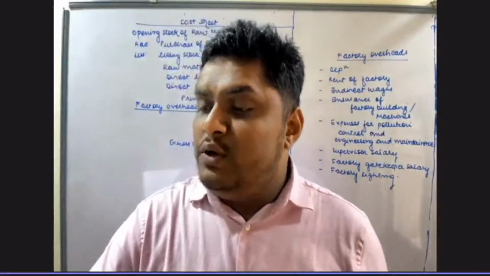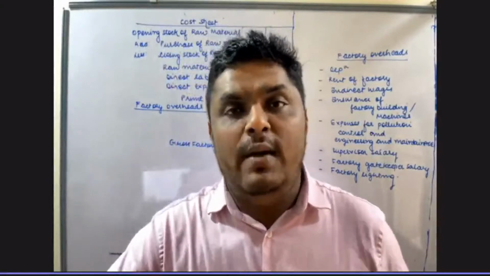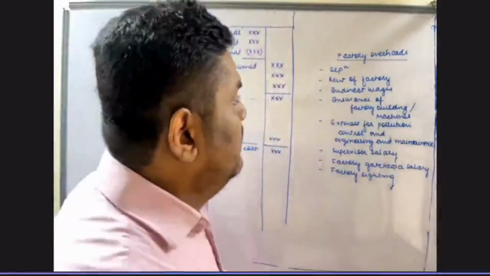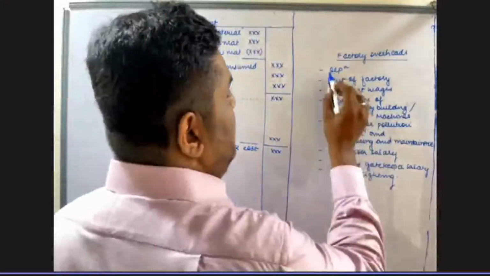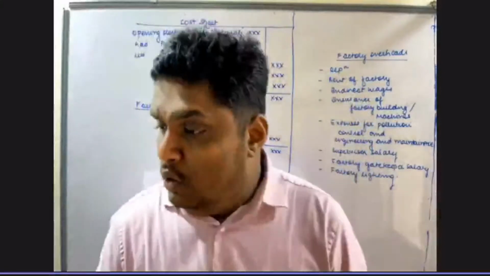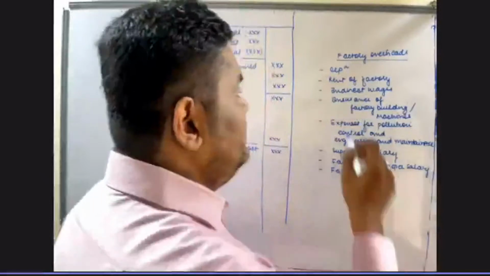Employer's contribution only, that is the cost to the company, Darshan. When talking about what is written below, depreciation, so this is rent of factory.